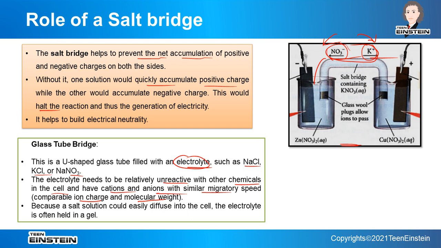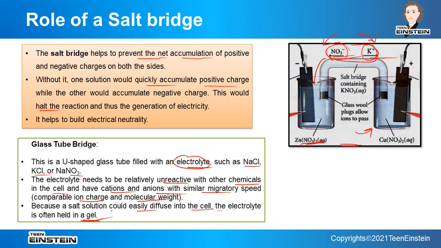This electrolyte, whether KCl, NaCl, KNO3, whatever we are taking, must be held in a gel, because a salt solution could easily diffuse into the other cell. So that is why there is gel inside the salt bridge. This is one type of salt bridge that you will see.